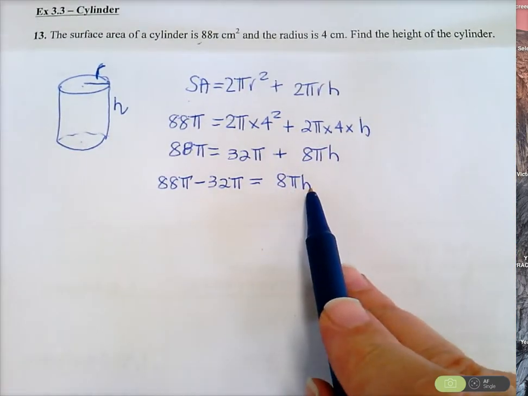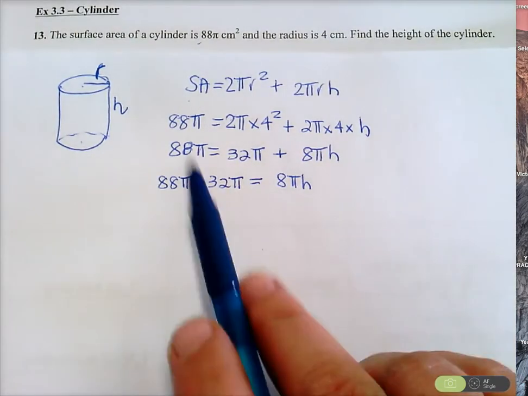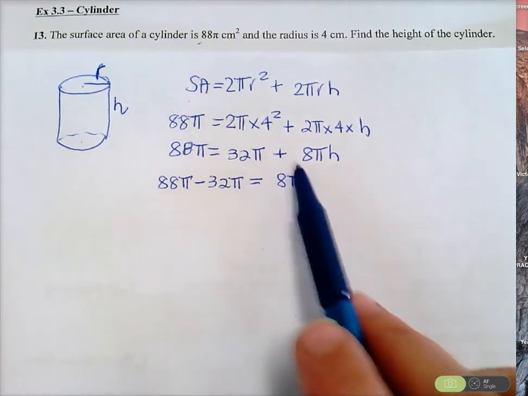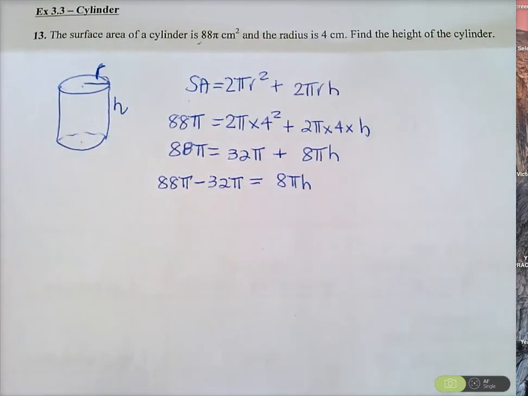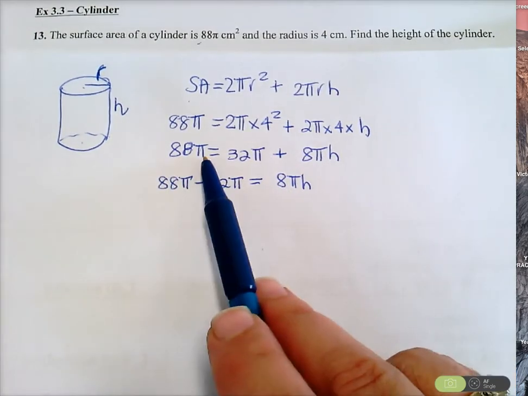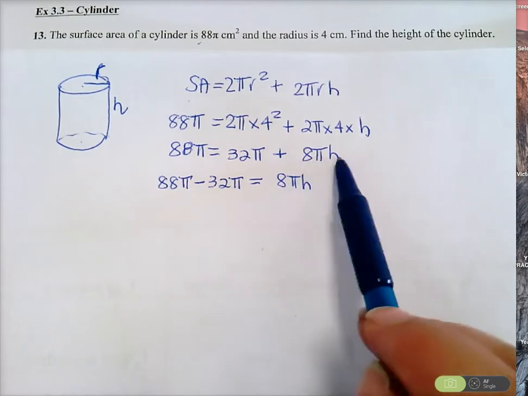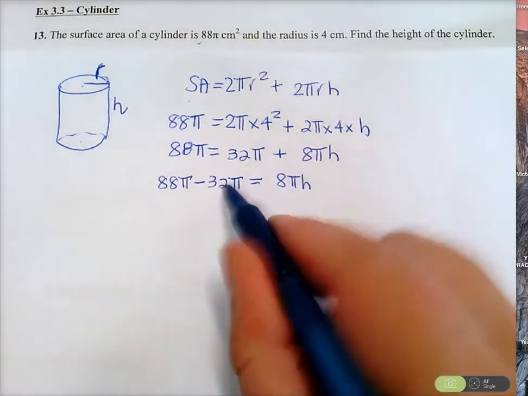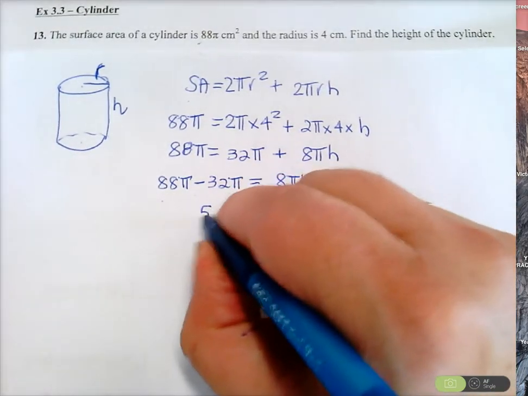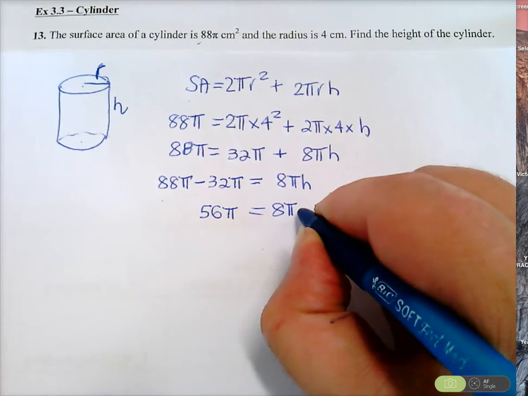A pi h is different to a pi. Are we okay with that? Girls, it's like 88a equals 32a plus 8ab. The a's, the pi's, are the like terms. So 88 lots of pi equals 32 lots of pi plus 8 pi h. They're the like terms, and 8 pi h is different. So 88 pi minus 32 pi is what? 56 pi equals 8 pi h.